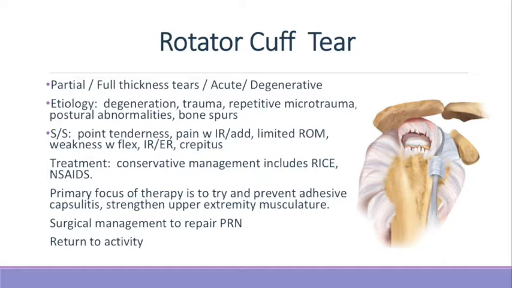We've already discussed partial and full. An acute tear occurs with injury. For example, falling down on an outstretched arm or lifting something too heavy with a jerking motion. This type of tear can occur with other shoulder injuries as well, such as a broken collarbone or a dislocated shoulder. A degenerative tear is the most common.